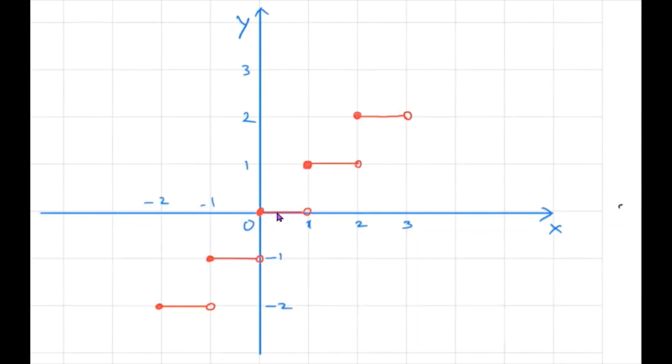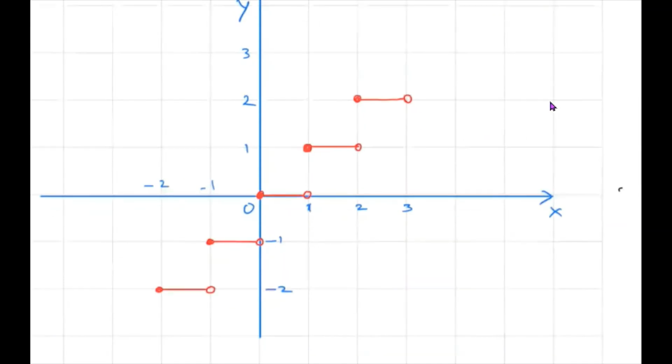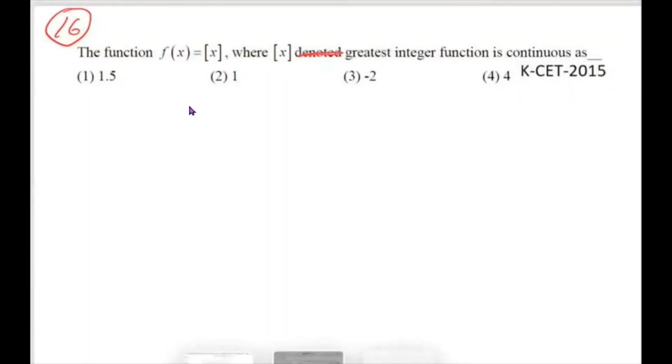Suppose I take 0.25, this point. It is continuous, no break. 1.5, no break here, curve, no break. 2.7, the curve has no break. So the function is continuous at x equal to 1.5. That is the correct answer.